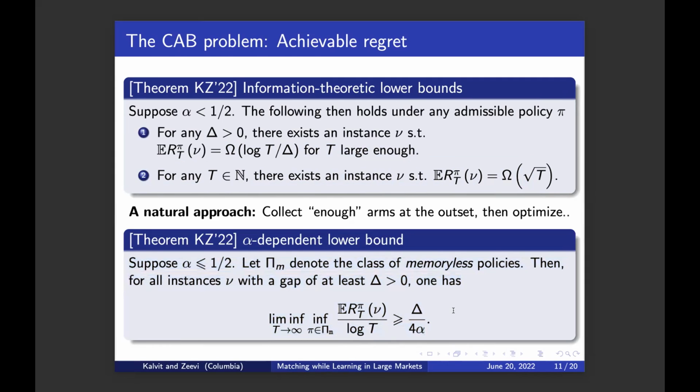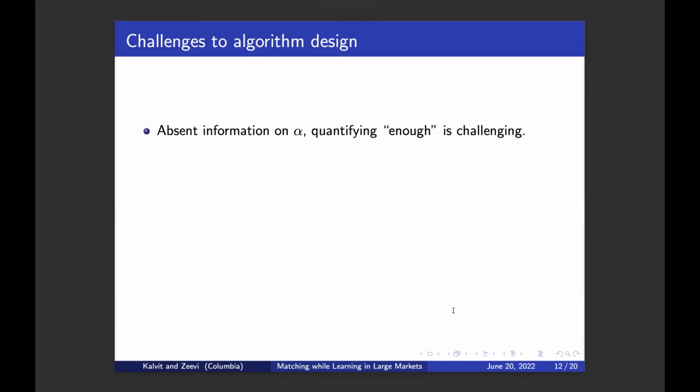All right, so having discussed the basics of what the lower bounds for this problem might look like, what are some natural challenges to algorithm design in this setting? As I alluded to previously, absent information on alpha, quantifying enough is challenging. And this enough has to do with what is the right size of the number of arms that I need to sample upfront in order to achieve a rate of regret that is optimal in some sense.